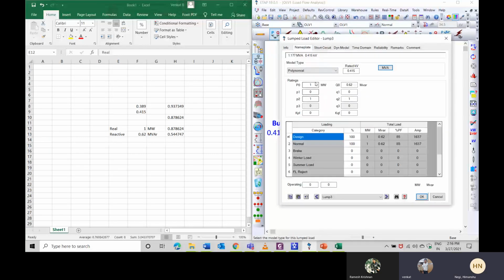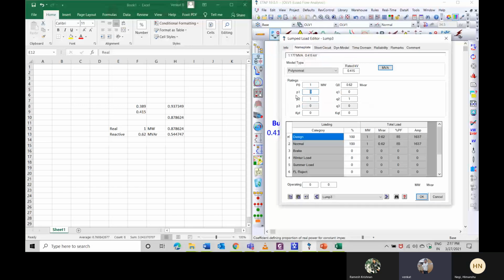When we go inside the nameplate, here it is the power which is drawn by the particular load that we have to give, which is 1 megawatt and 0.62 Mvar. And this number determines Z, I, and P. P1 corresponds to Z, P2 corresponds to I, and P3 corresponds to P. ZIP. Now I have taken it as constant current.